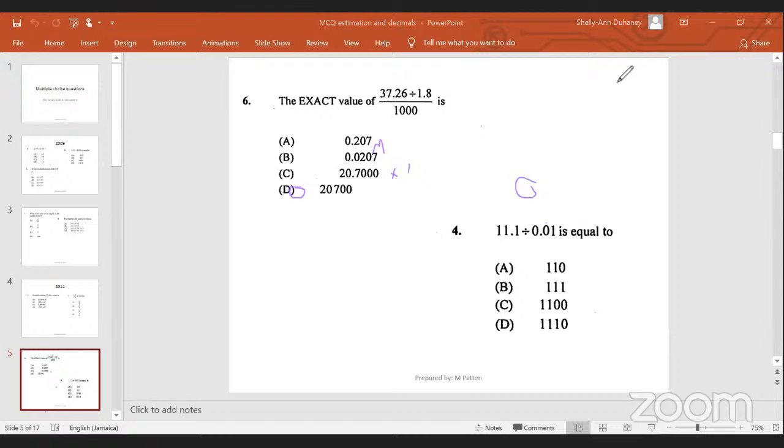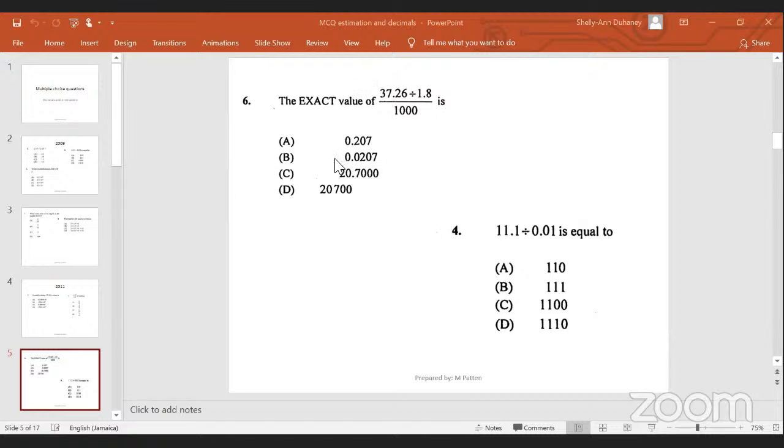This looks like B. Anthony, you said that the answer is B. I said B, it looks like B. How do you know, sir? It just looks like it. All right, we have to prove it though.